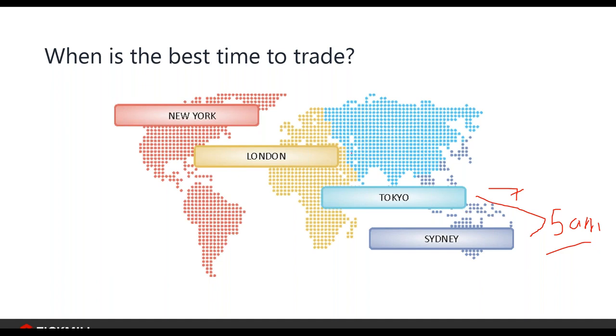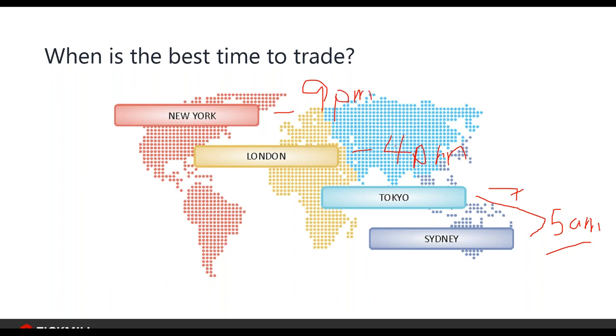Tapos si London market or the European market, it opens at 4 p.m. o kaya naman 3 p.m. sa atin. Tapos si New York market opens at around 9 p.m.